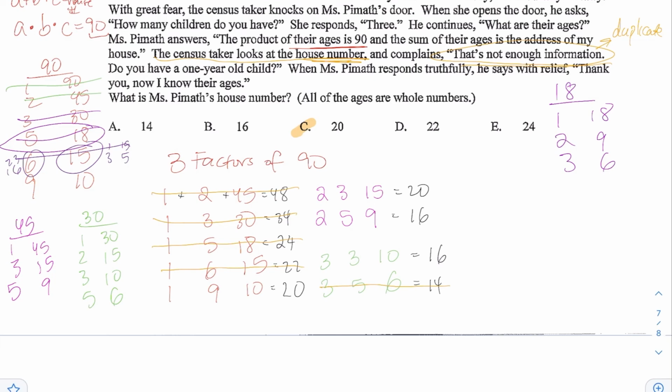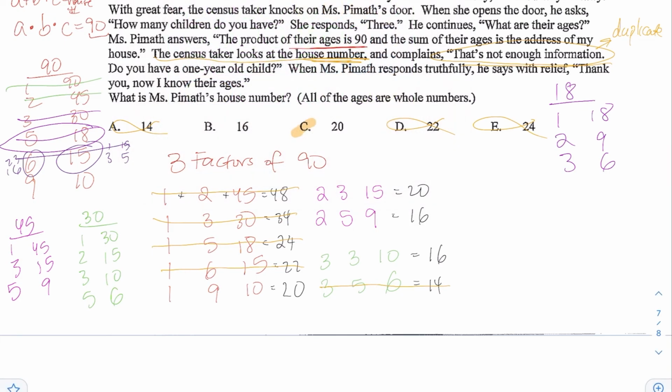1, 9, and 10 add up to 20, and they multiply to 90. 2 times 3 times 15 multiplies into 90, and they add up to 20 as well. And alternatively, you have 2, 5, and 9, which multiplies to 90, but they add up to 16, as well as 3, 3, and 10, which multiplies to 90 and adds up to 16. So you have these possibilities. So you can eliminate A, eliminate D, and eliminate E. So you just have B and C left.